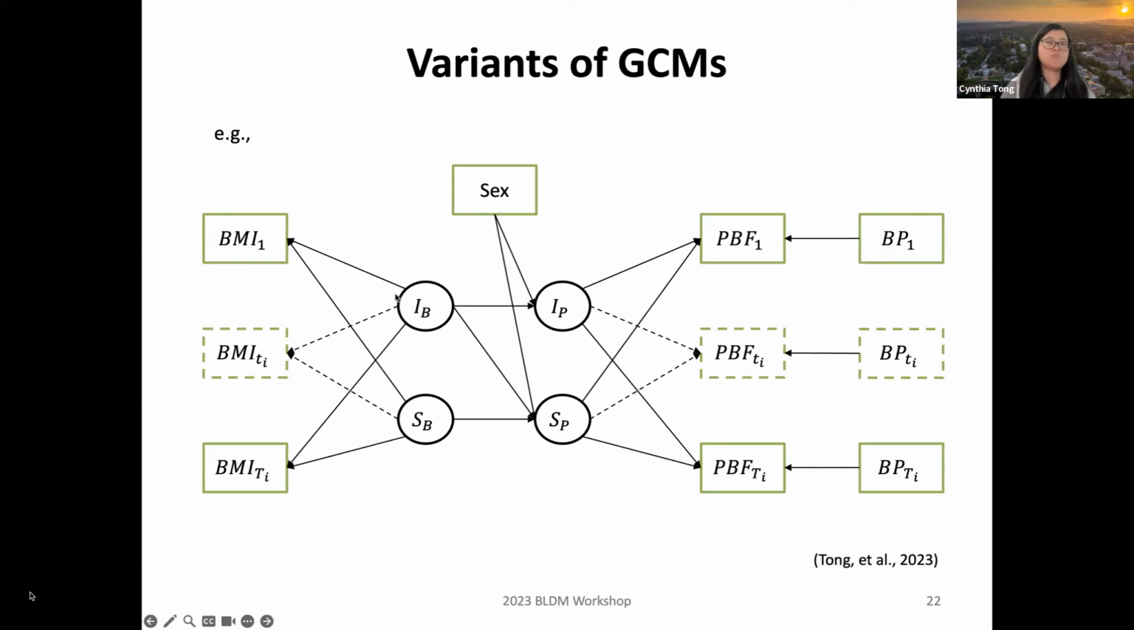And in that study, we want to know how the BMI change over time influences the body fat percentage change over time. And also in that study, we control for blood pressures. Well, actually, there are many other covariates we control for, blood pressures and also the sex effect. So in this path diagram, we see that the blood pressures is really just an example of a time varying covariate, and sex is a time invariant covariate.